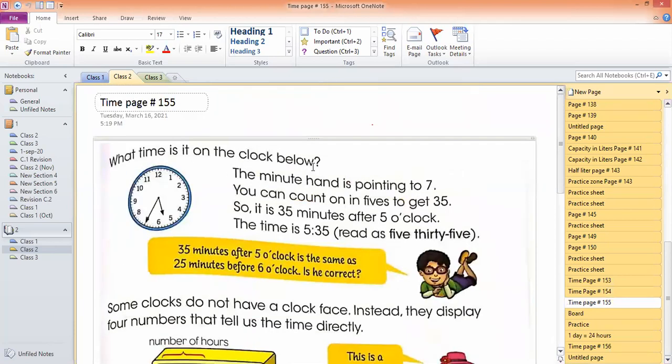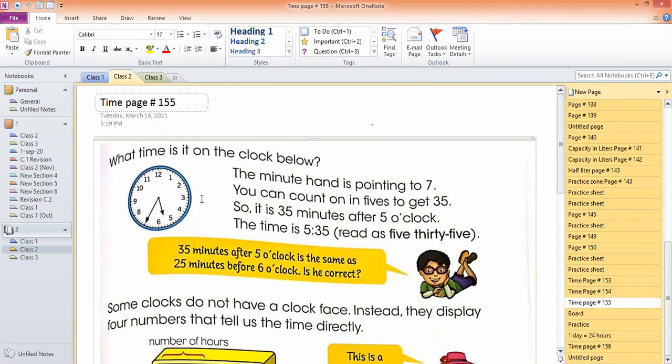What time is it on the clock below? You can check here, guys. The hour hand is between 5 and 6. So it has not reached 6. That means the hour is still 5. You will go for 5, and for the minutes you have to count 5, 10, 15, 20, 25, 30, and 35. There are 35 minutes. 35 minutes have passed.